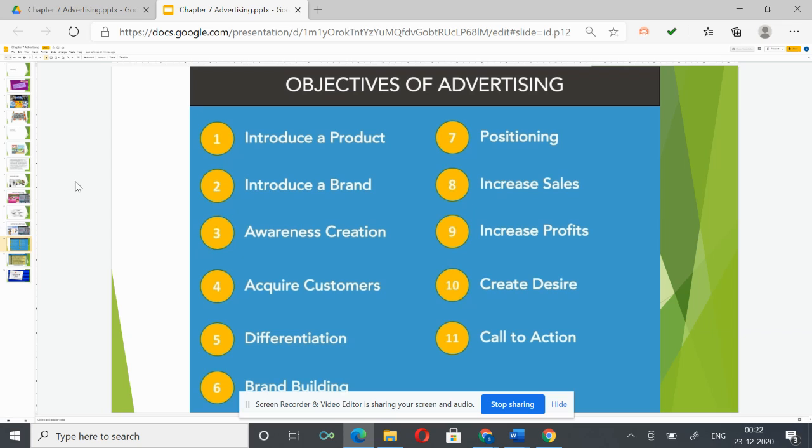So here we can introduce a product, introduce a brand, create awareness in the public, acquire customers, differentiation, brand building, increase profits, increase sales. Effective advertising increases the demand for a product and the brand. So this is called brand building. The brand name becomes a general term referring to that product. For example, we can take escalator and aspirin.